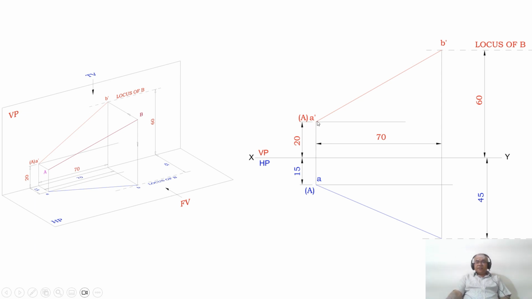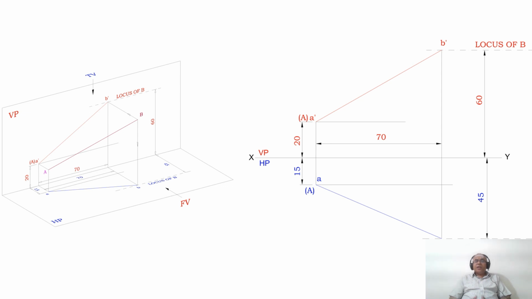How do I know that this is the front view? Because the top view line is inclined. You know this is the top view because the front view line is inclined. So you have capital A in both the front view as well as the top view. So we have the front view and top view given.